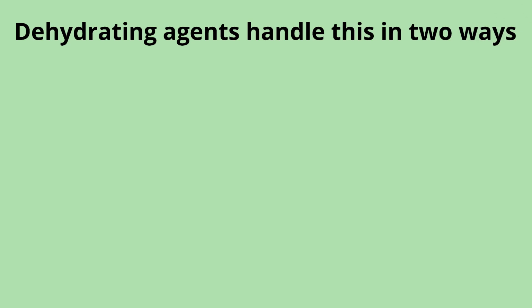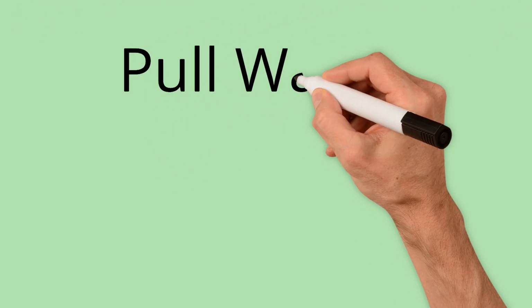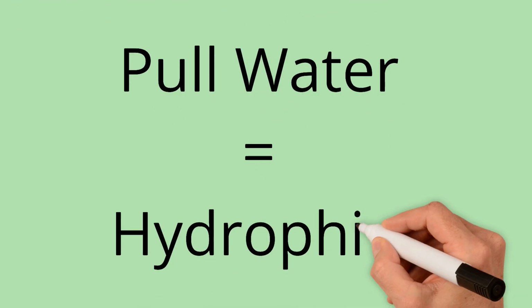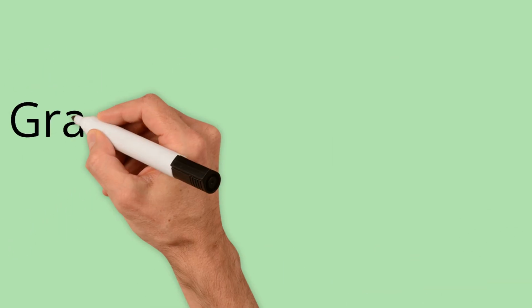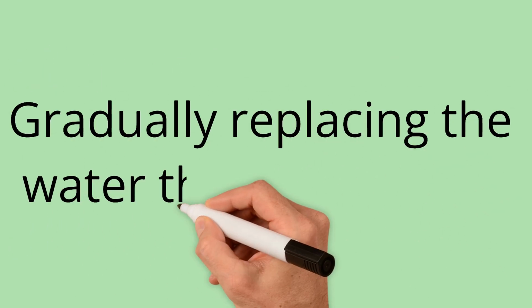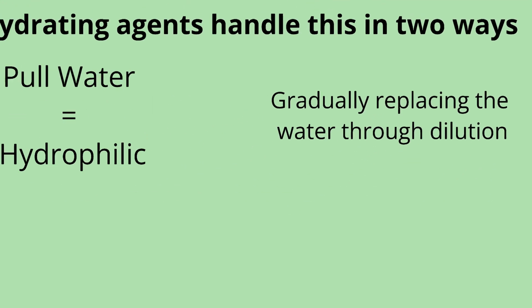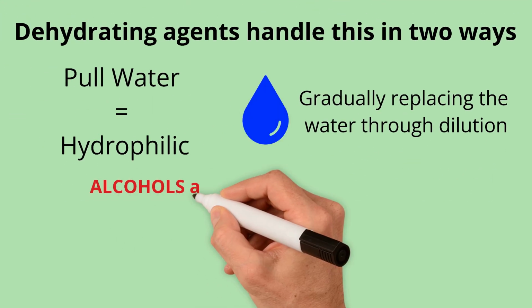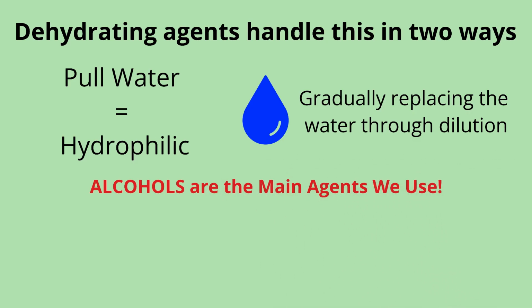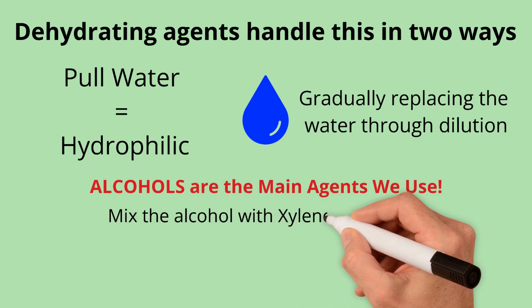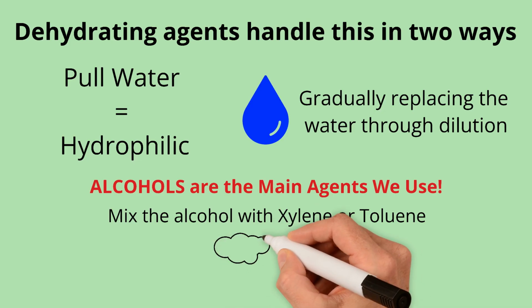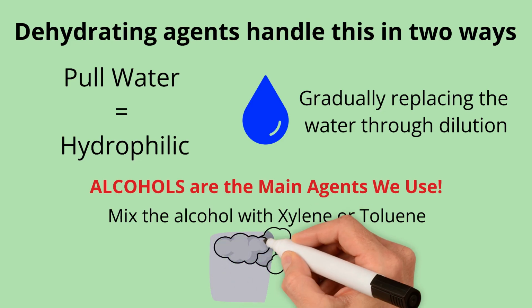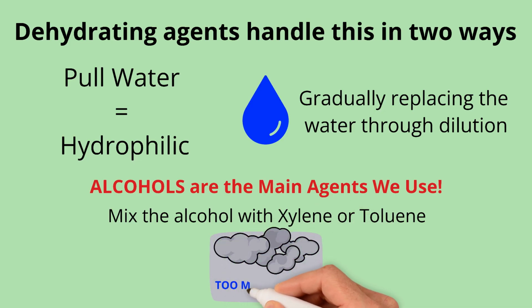Dehydrating agents handle this in two ways. Some pull water out directly because they are hydrophilic, while others work step by step, gradually replacing the water through dilution. When it comes to dehydration, alcohols are the main agents we use. But here's the catch. Even absolute alcohol usually has about 1 to 2% water in it. To check if there is too much water, you can mix the alcohol with xylene or toluene. If it stays cloudy, that means excess water is still there.